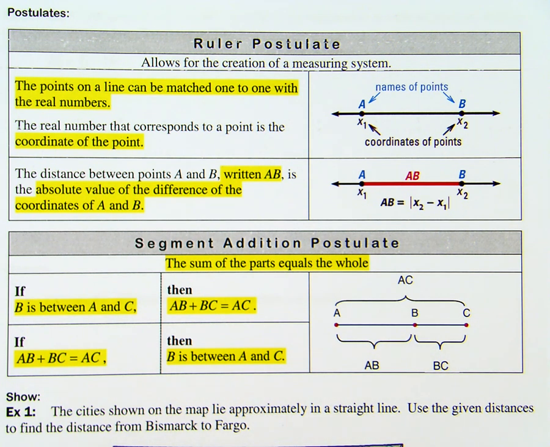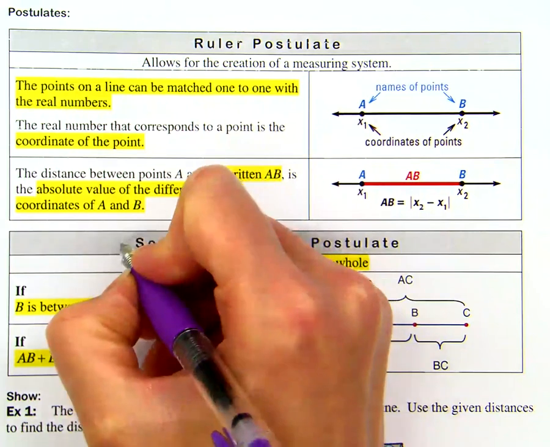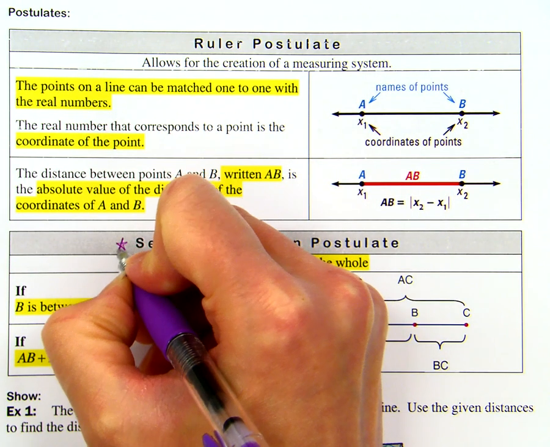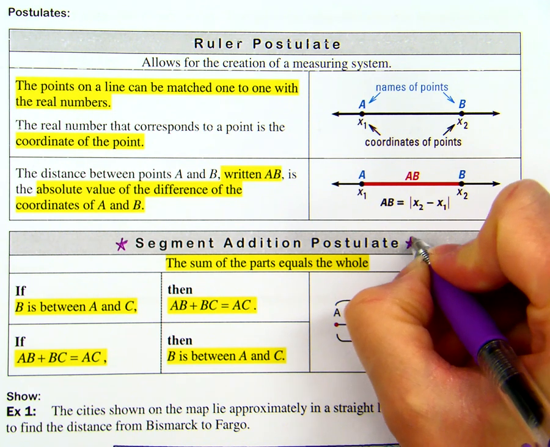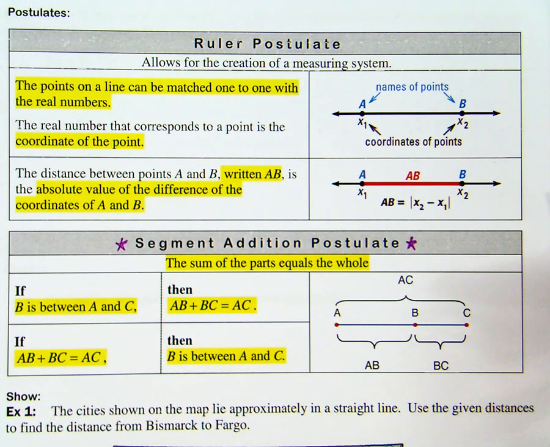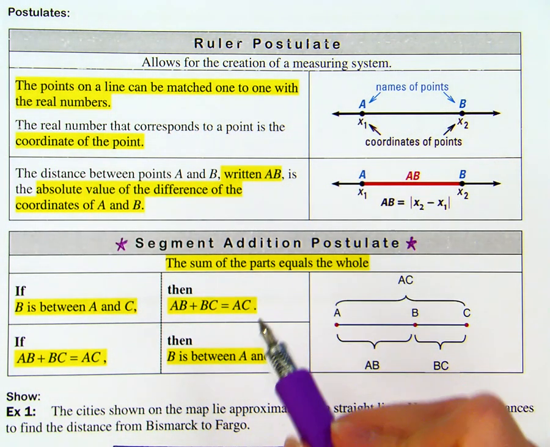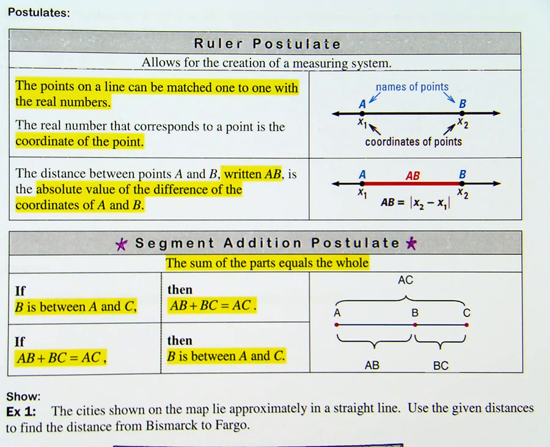The most important postulate for this section is the segment addition postulate. This one is going to get used throughout the year. So of these 2, this is the one to study and to know. The segment addition postulate says, simply, the sum of the parts equals the whole. It's a simple idea, one that I'm sure you already know.